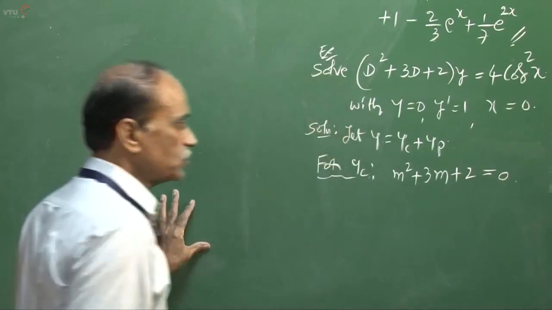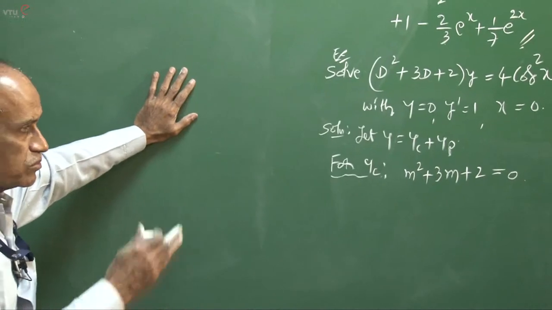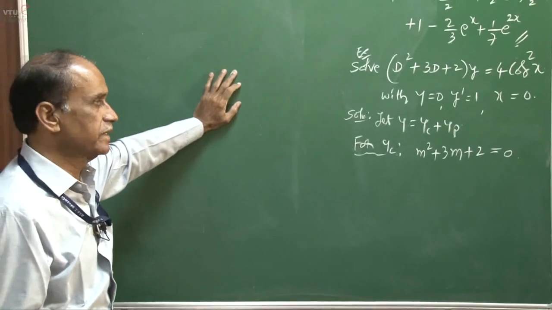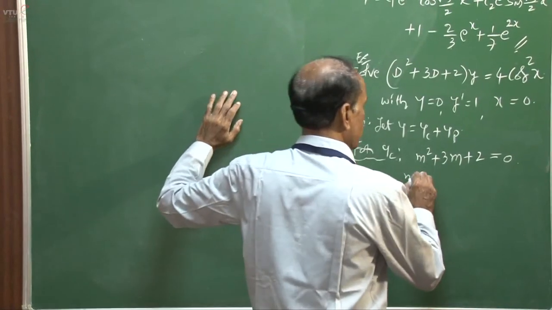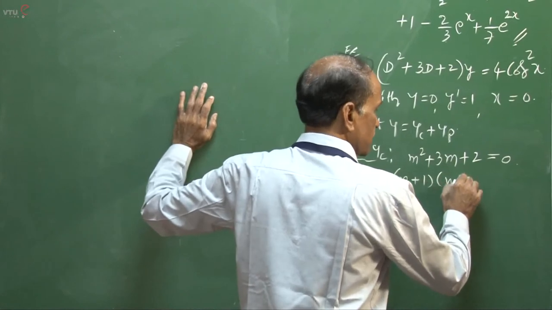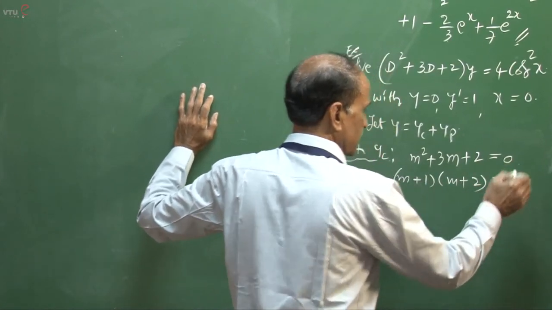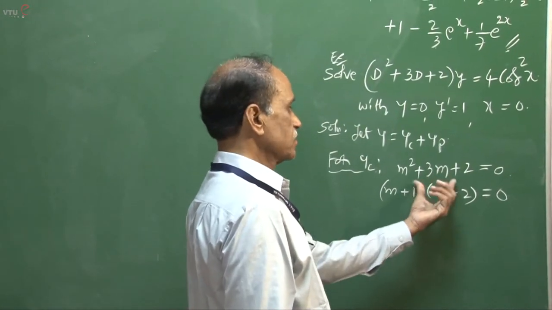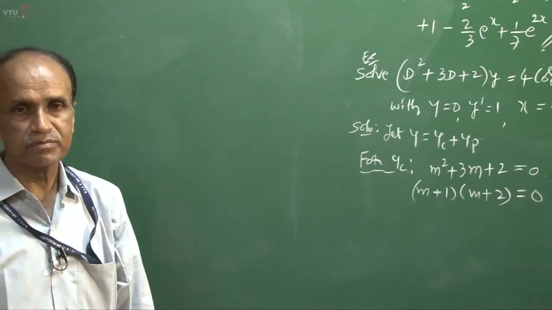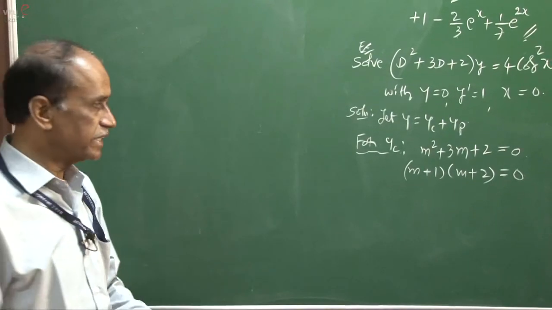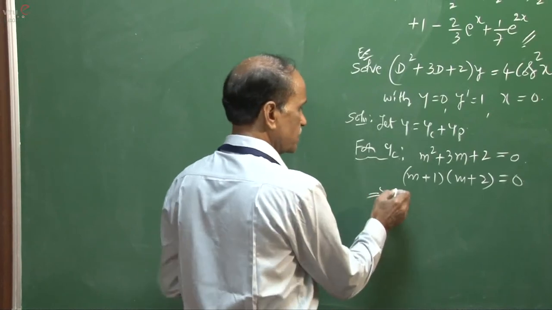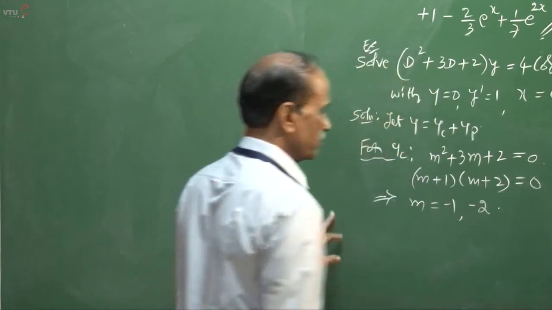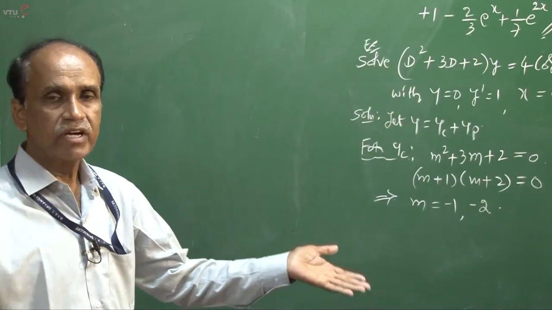So what are the roots, can you get them directly? Because 2 into m square is 2m square, but 3m you can split as 2m plus m. So directly you can write m plus 1 into m plus 2. You can get the factors directly, because 2 into 1 is 2 and 2 plus 1 is 3 here. So exactly it matches. Those are the two factors. By direct inspection method we can get it. Then m is equal to minus 1 and m is equal to minus 2.